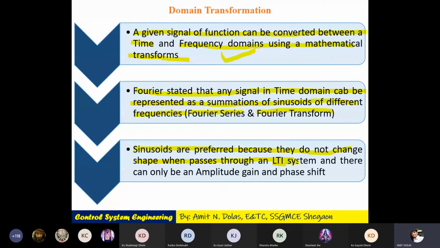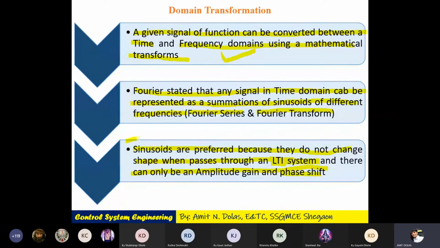LTI is a linear time invariant system, and in an earlier lecture we have seen what is linear and what is time variant. Linear means it follows superposition and homogeneity. And what is time invariant? Time invariant means if I apply a certain signal today, you get a particular output response. If you apply the signal tomorrow, you'll get a similar response. At any time, if you apply a particular signal to a time invariant system, it gives you a constant response. So in any LTI system, there can only be amplitude gain and phase shift.